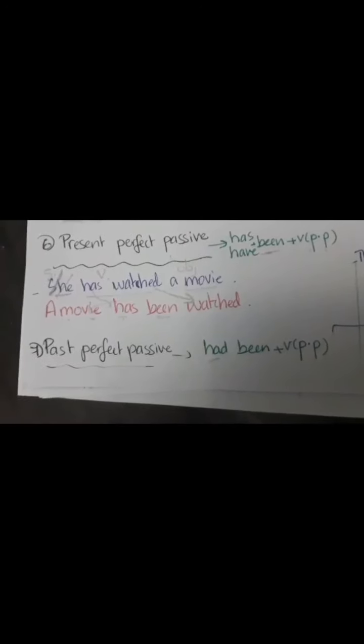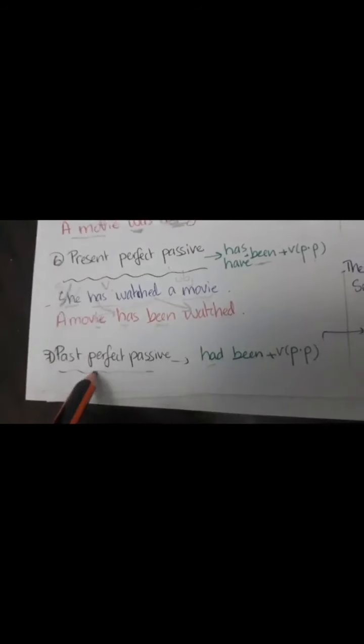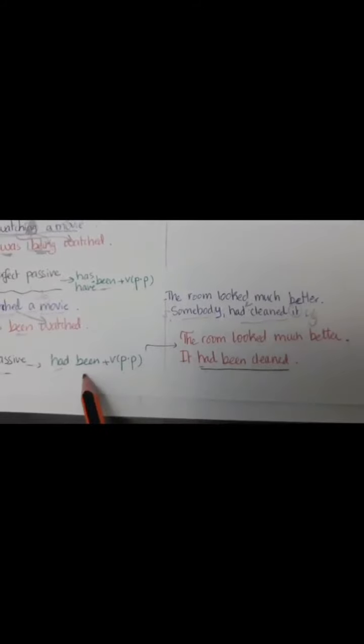Now let's move to the past perfect passive, which is the past. The form of the past perfect passive is the past of the present perfect passive. Has and have become had. So had been and the past participle form. Let's look at this example. The room looked much better. Somebody had cleaned it. Somebody is the subject, had cleaned is the verb, and it is the object. So the room looked much better. It had been cleaned according to this rule.